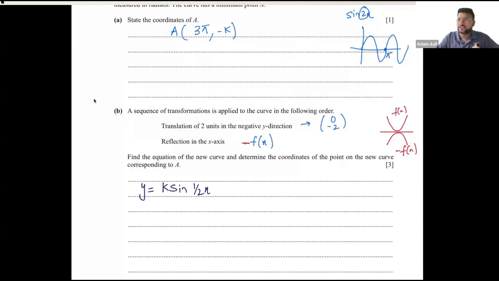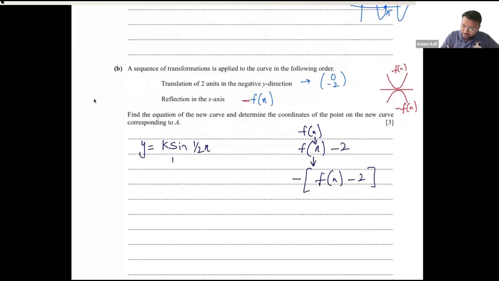सबसे पहले क्या करेंगे? Translate in the y direction. So if f of x is translated 2 units down, the equation of the function would become f of x plus 2 or minus 2? Minus 2. Vertical transformation है ये. ठीक है? So the entire graph is going to go 2 units down. Then what will happen? Reflection in the x-axis. The new function is now going to be multiplied by minus. So you're going to multiply the entire function by minus. Make sense?